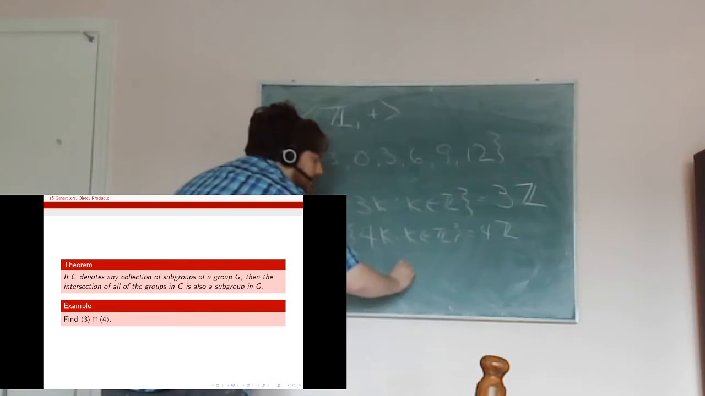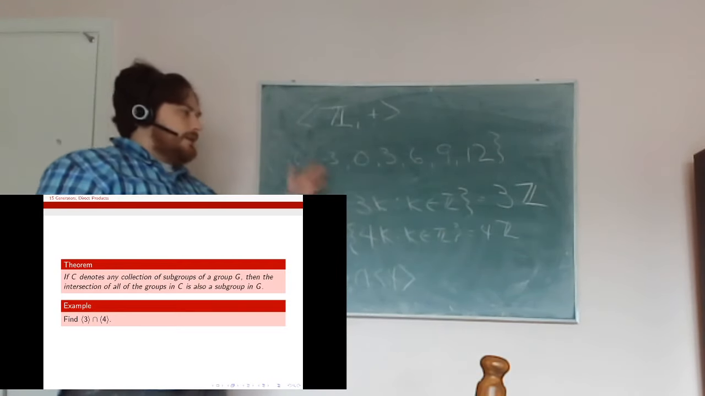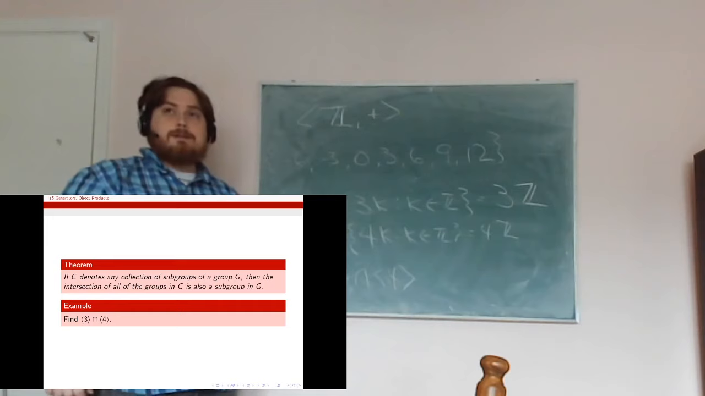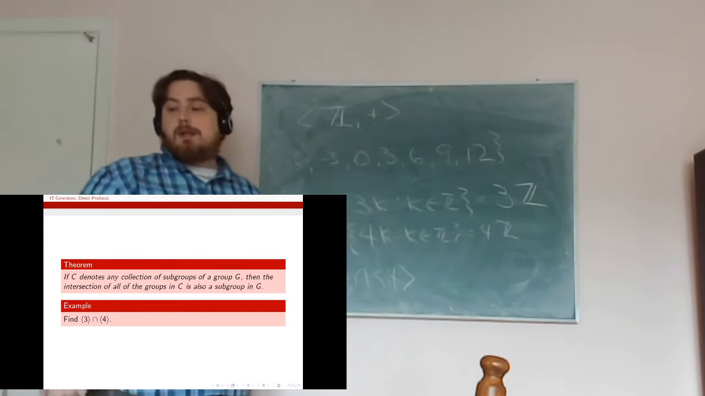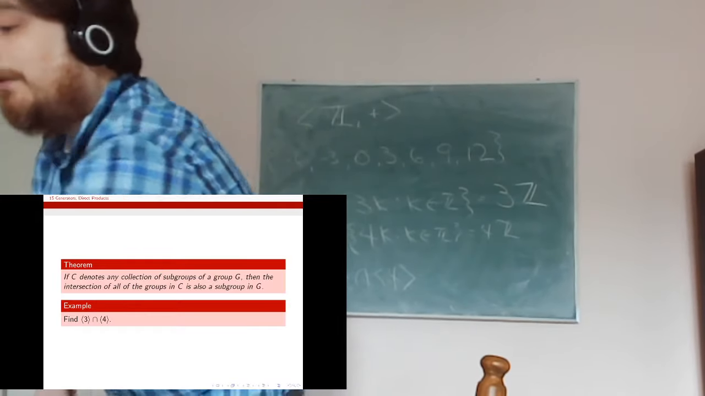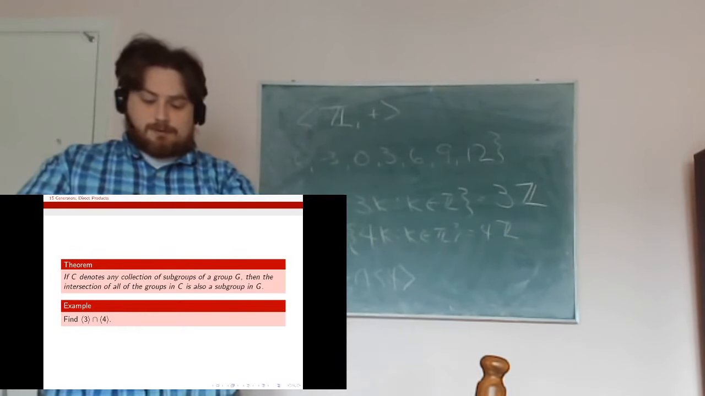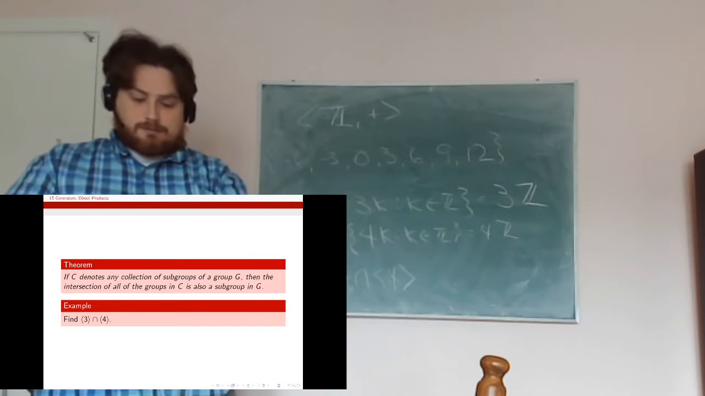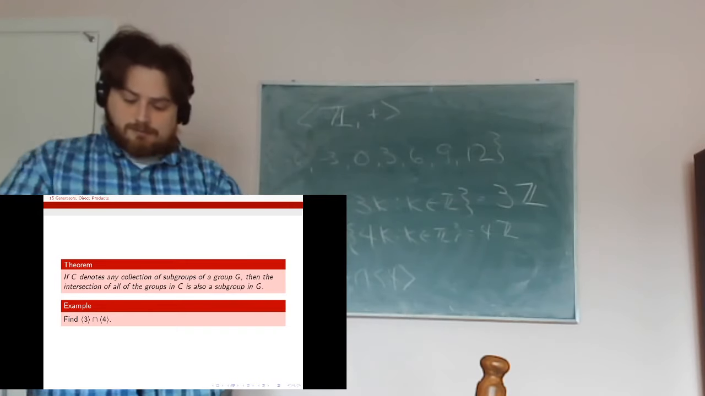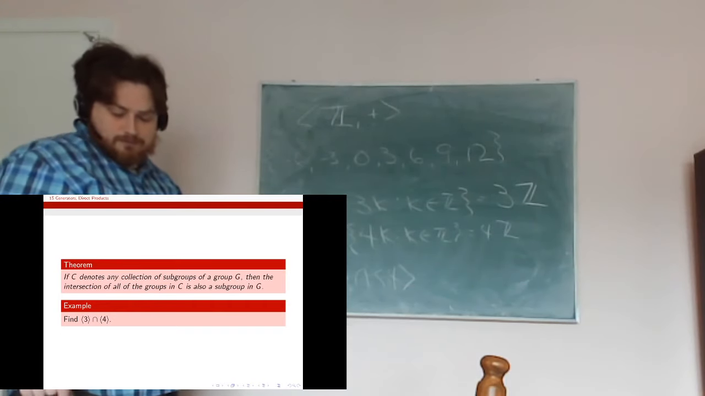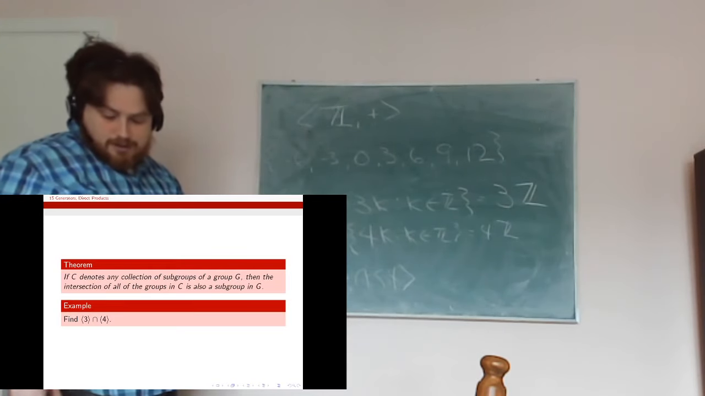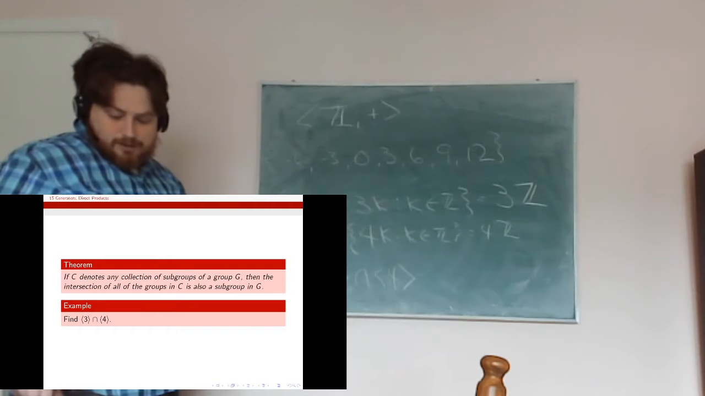Now, the next question would be, what is the intersection of these two sets? What is the intersection of these two subgroups? Well, I'd have to find the things that are in both of them, right? Exactly right. So we're going to want the things that are both divisible by 3 and divisible by 4.